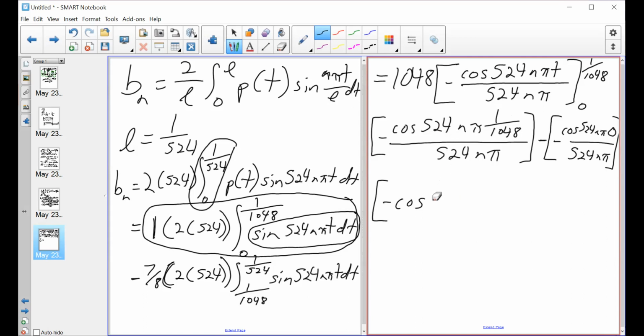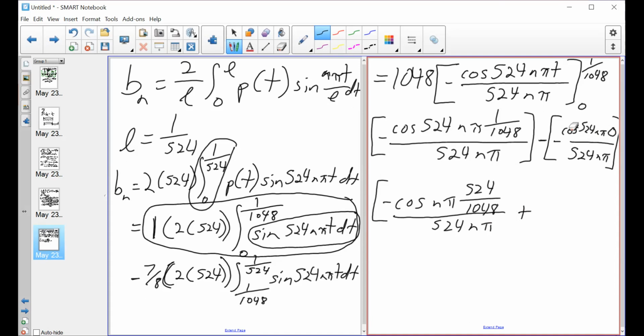Let's see, n pi 524 over 1048. 524 is 1/2 of this, so it's going to be n pi over 2. Cosine of pi over 2 is 0. We'll go with that accordingly. Okay, 524 n pi. And that's going to be minus minus, so plus cosine of blah, blah, blah.